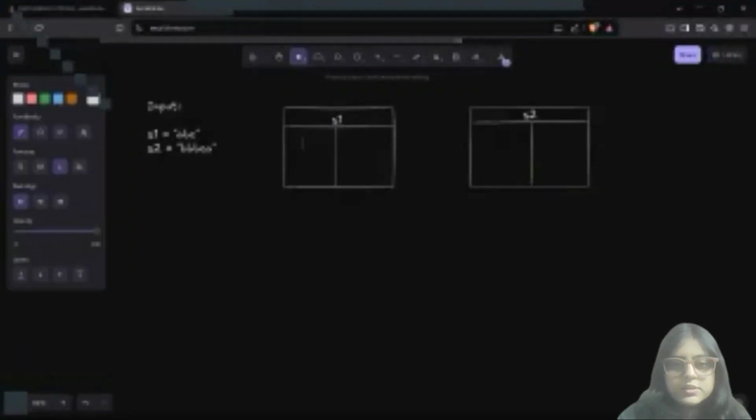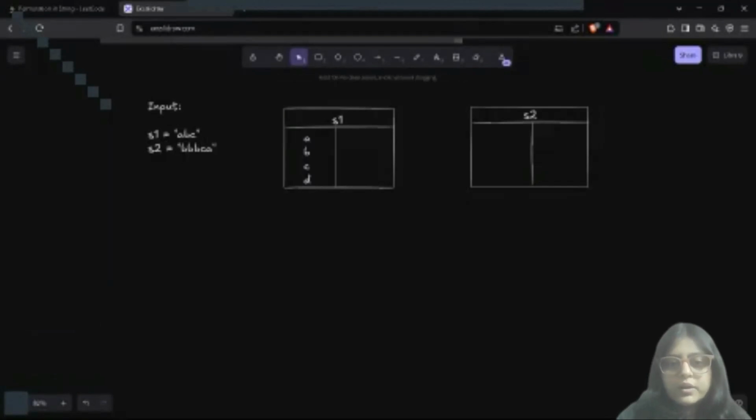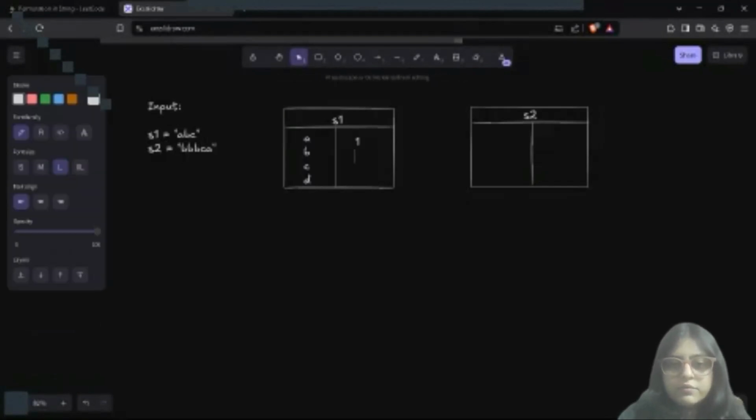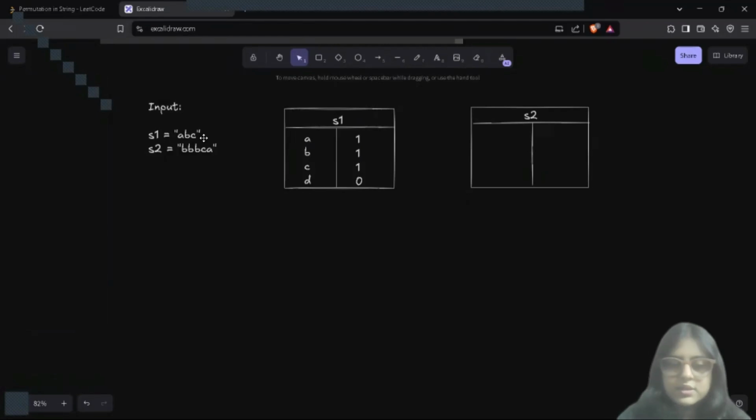Let's say for S1, we have A, B, C. And for the rest of the alphabets, like we have 26 alphabets, D, E, F, for every other alphabet, it will be 0. So for A, it will be 1. For B, it will be 1. For C, it will be 1. And for D, it will be 0. So these are the corresponding frequencies to the alphabets. And for every other alphabet like E, F, G, H, I, J, it will be 0 because it does not exist in S1.